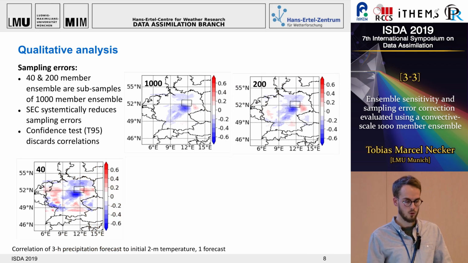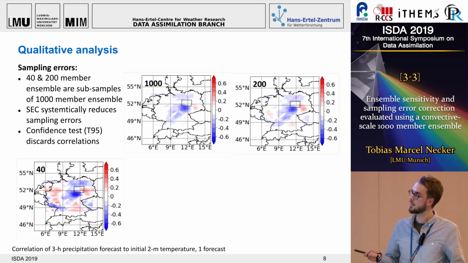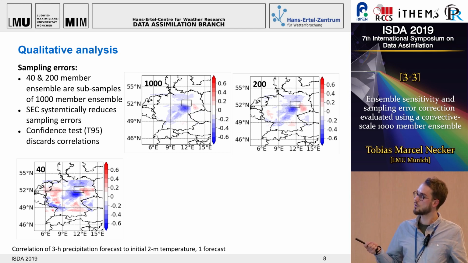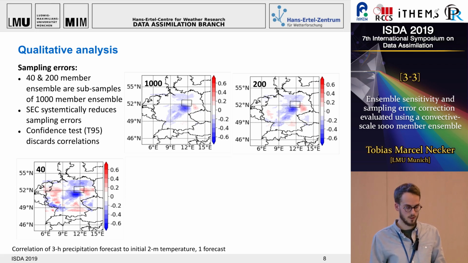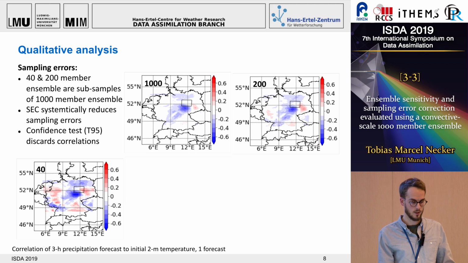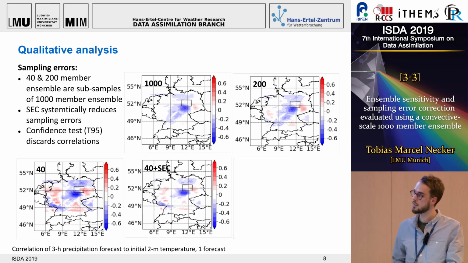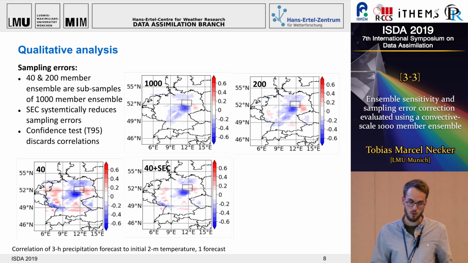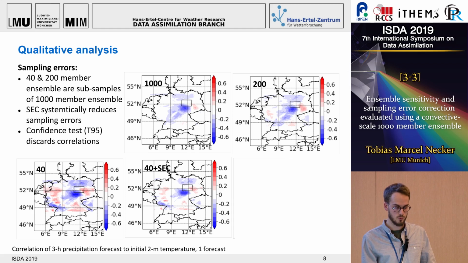If we now look at different ensemble sizes, you can see here the 1,000-member ensemble sensitivity field. If we reduce the ensemble size by a factor of 5, some spurious correlations pop up. If we reduce it by another factor of 5, we see various spurious correlations all over the domain. So what happens if you apply the sampling error correction? We can see that it is able to correct for sampling errors. It does not remove all sampling errors, but it's a clear improvement.